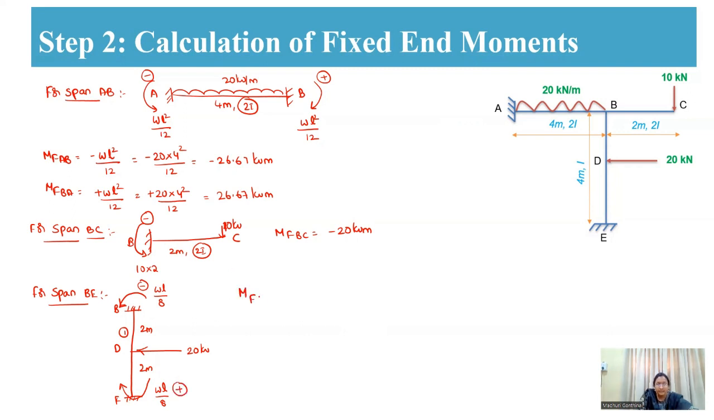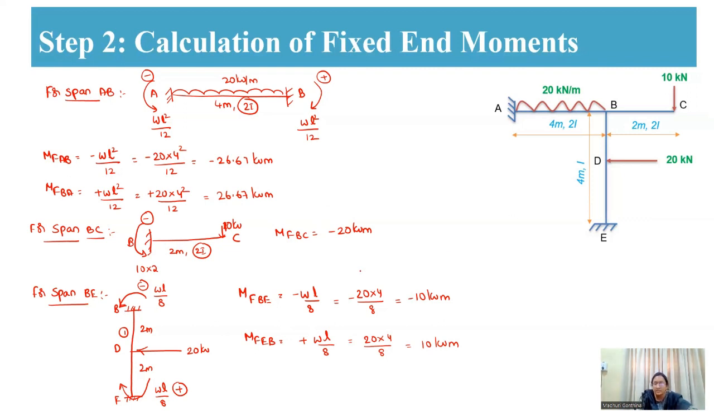Now I am calculating MFBE. The moment will be equal to minus WL by 8, that is minus 20 into 4 by 8, that is minus 10 kilonewton meter. Similarly, MFEB will be equal to plus WL by 8 because of the clockwise direction. Therefore, 20 into 4 by 8, so that is plus 10 kilonewton meter. So these are the fixed end moments we calculated for all the members in a portal frame.